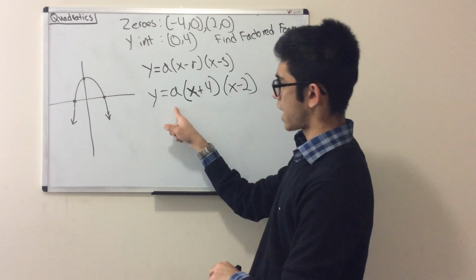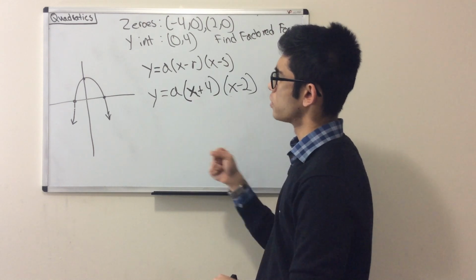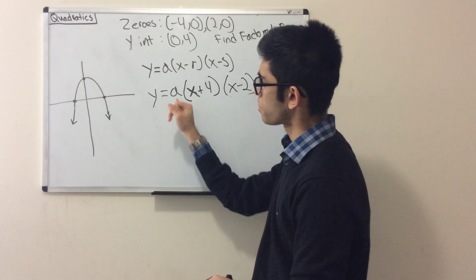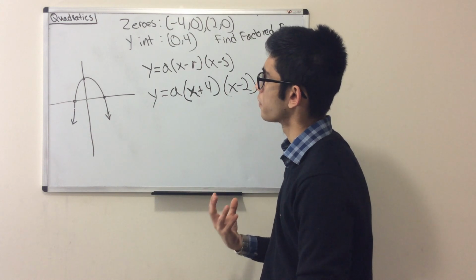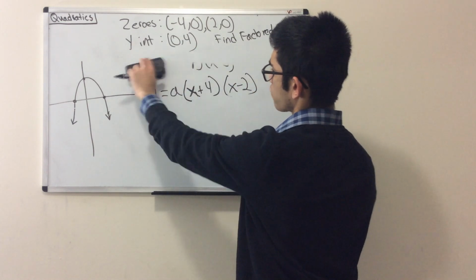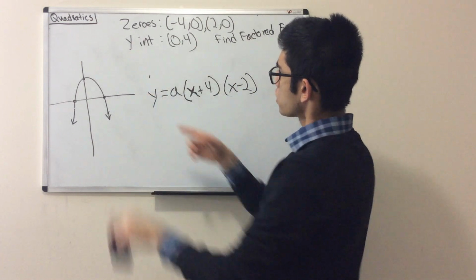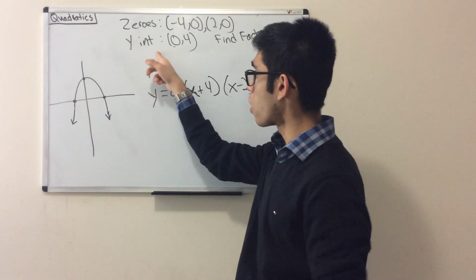So I have y equals a(x + 4)(x - 2). So all I'm missing now is my a value. Well, how do I get my a value? If you notice something, I'm just going to get rid of that, nothing too important there. If you notice, I've been given a y-intercept.